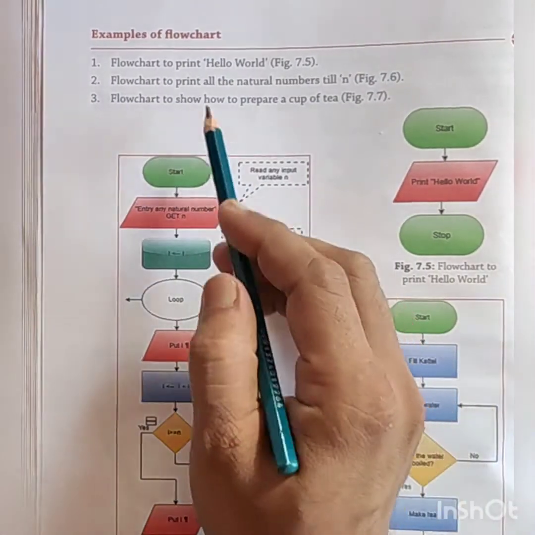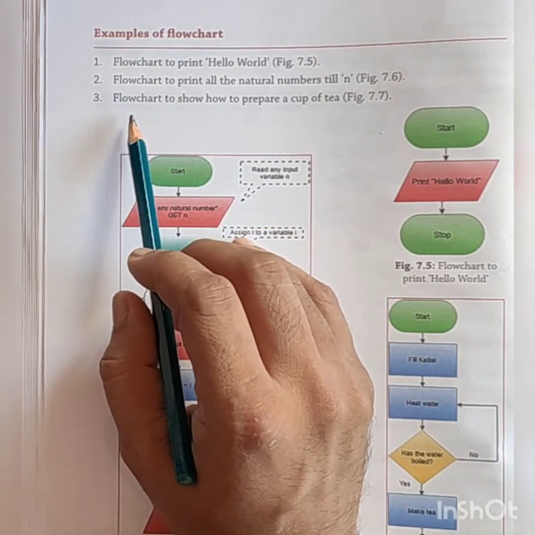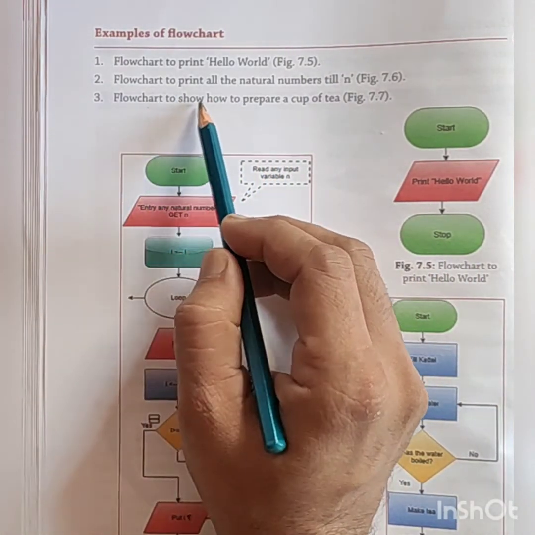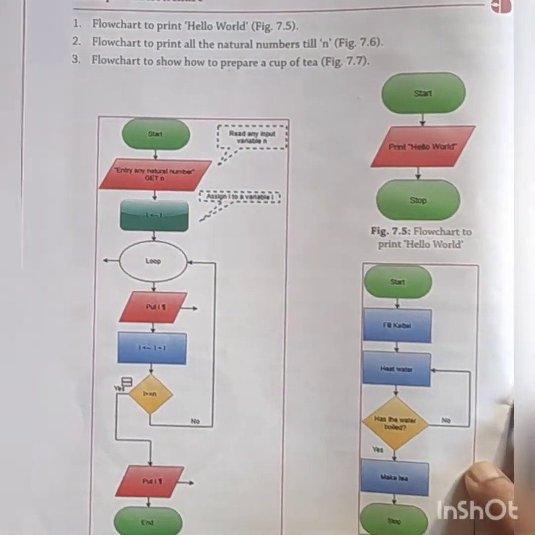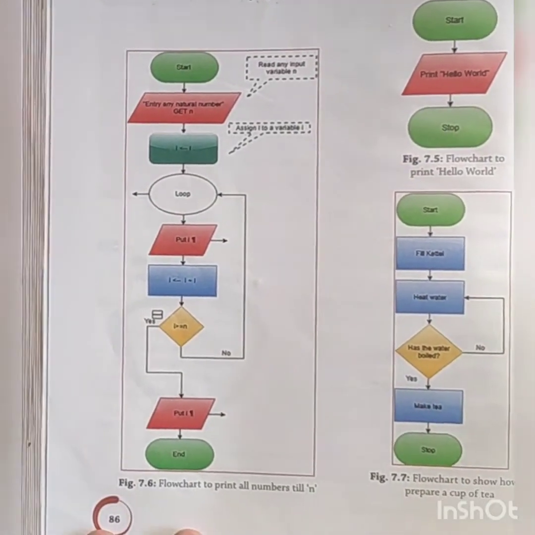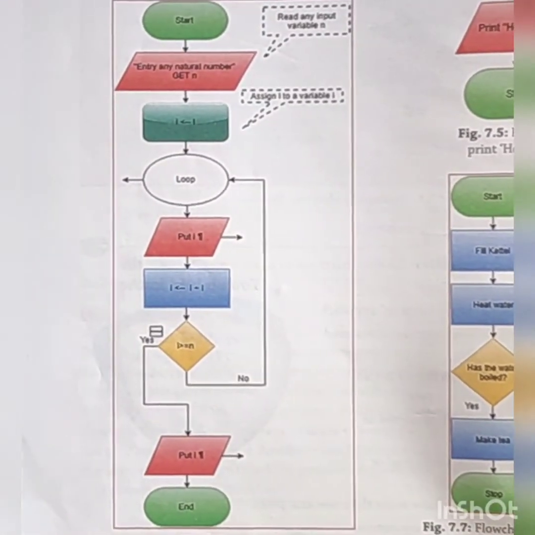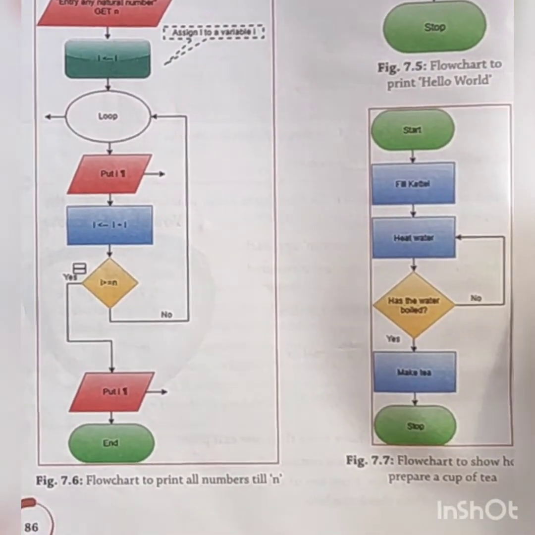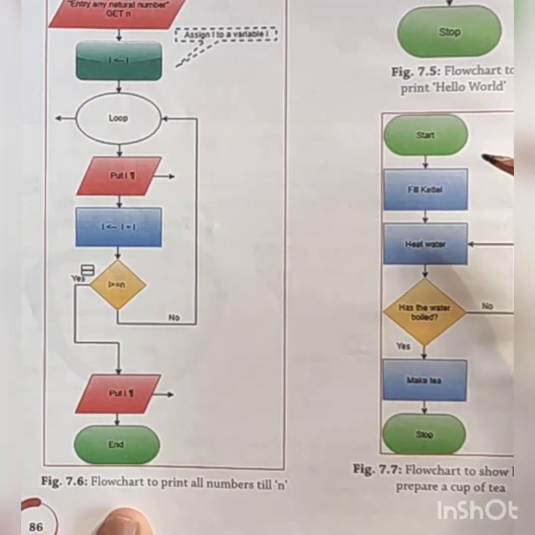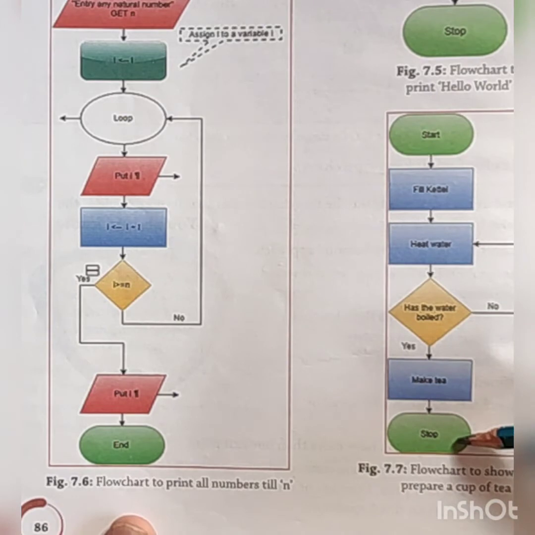So students, there are some examples of flowchart. For example, I will show you the first one only, the very common one. Flowchart to show how to prepare a cup of tea. If you see this picture, prepare a cup of tea. I am zooming in to show you if it is clear. Nice. Okay. I think you can read that part. This is the starting part. This is the symbol. This is the ending part. This is the symbol.